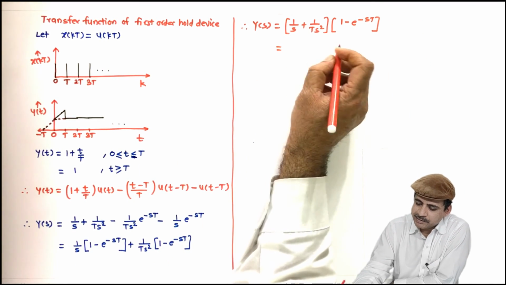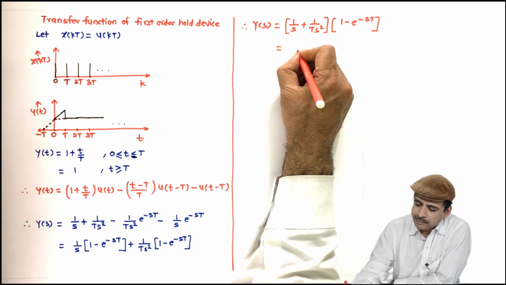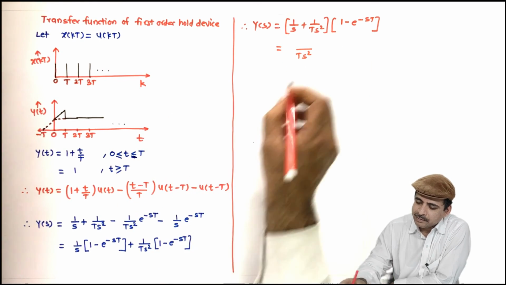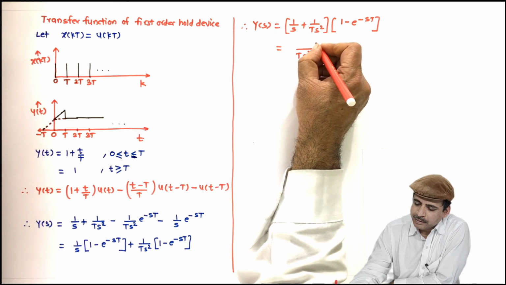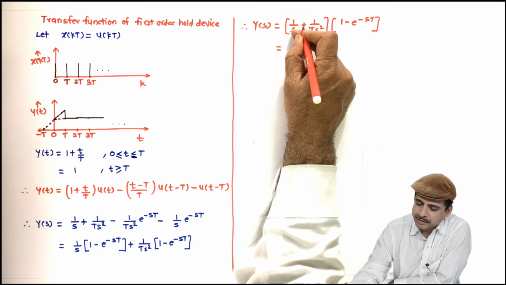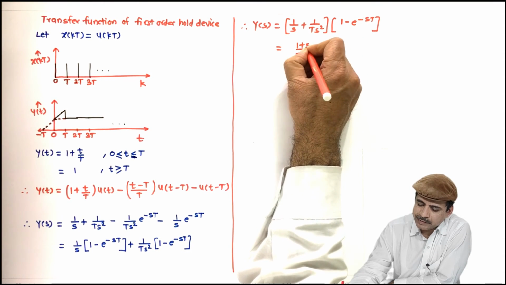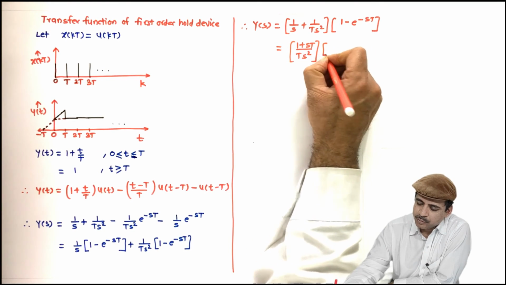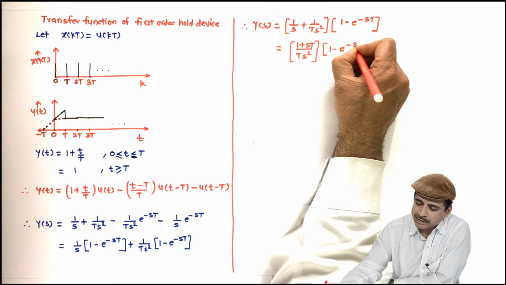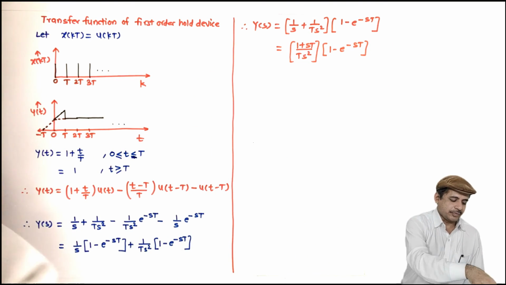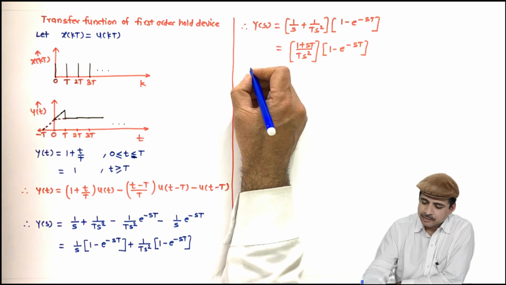Let us simplify this. So this will be what? T s square as the denominator, and this will be 1 for this and sT for this, 1 plus sT, into 1 minus e raised to minus sT. So it is obtained for x of s, y of s.